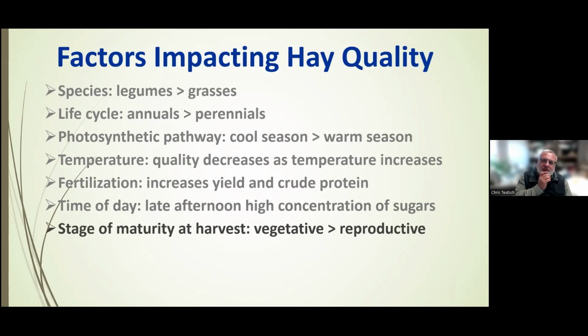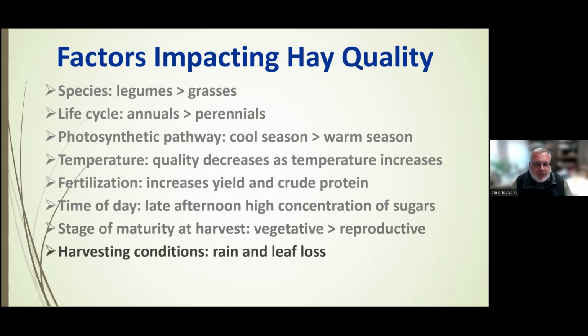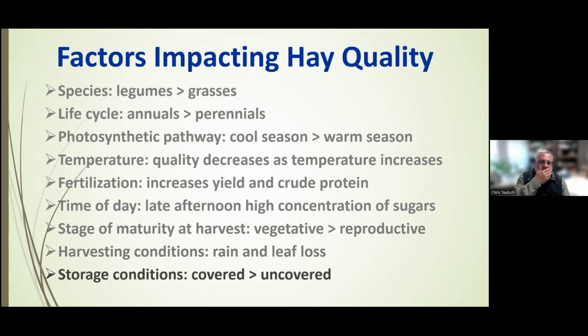Stage of maturity at harvest is important. Generally, plants that are in the vegetative state are going to be higher in forage quality than the reproductive state. And then harvesting conditions. Is it going to rain? If it rains, when does that rain come? If it comes immediately after we cut it, then the damage will be less than if it rains on it right before it's almost dry enough to bale. Also, leaf loss in legumes can play a major role in forage quality losses. And then how we store that hay is going to impact forage quality.